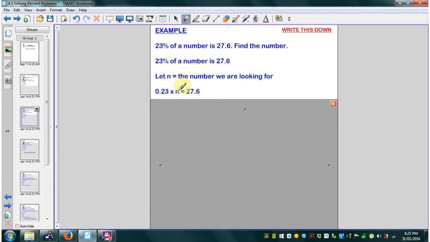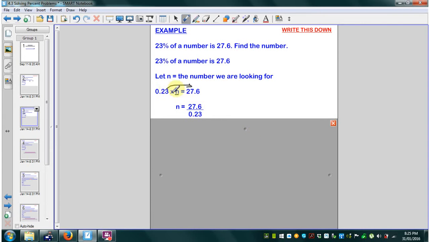Okay, how do we solve this? We would like to get n by itself. So in order to get n by itself, we have to move 0.23 over to the other side. And when we move it over, we have to do the opposite operation. So this 0.23 right now is timesing by our n. So to move it over, we have to divide by it. So n equals 27.6 divided by 0.23.